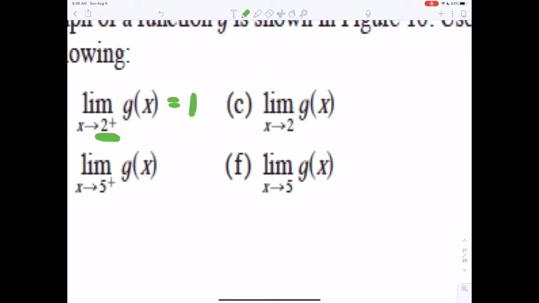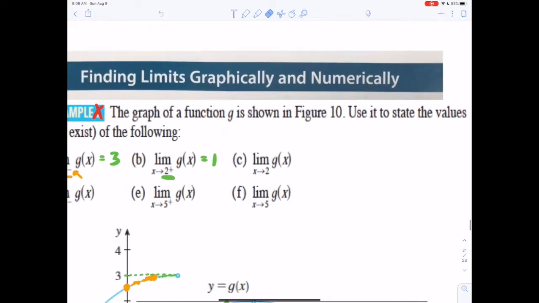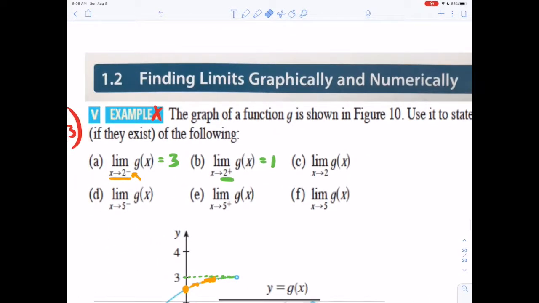Now, notice that they're asking us for the limit of g of x as x approaches 2. And some of you might be asking, well, they didn't tell us from what direction, right? Now, remember, what does that mean if they don't give you a direction? That means they want you to check both. So what did we get when we approached 2 from the left, right? We got 3. And what did we get when we approached 2 from the right? We got 1.